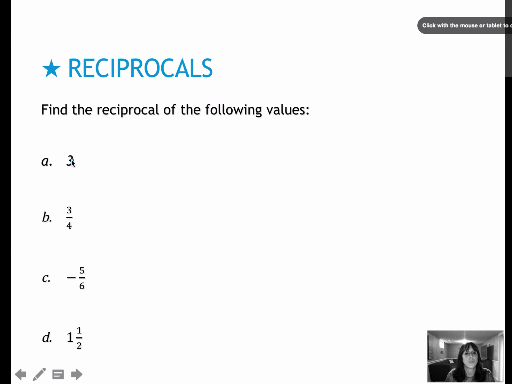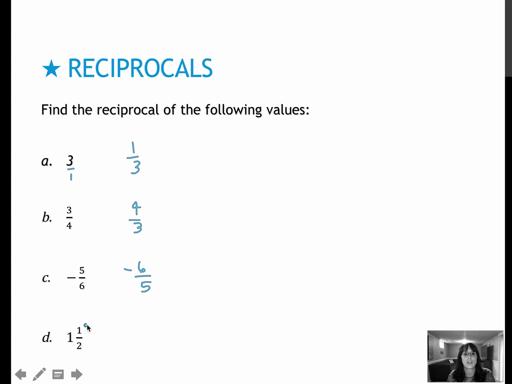For my first one, the reciprocal of 3 is 1 over 3, since 3 is the same as 3 over 1. 3/4 flips over to 4/3. Negative 5/6 flips over to negative 6/5. And for D, I did give you a tricky one.